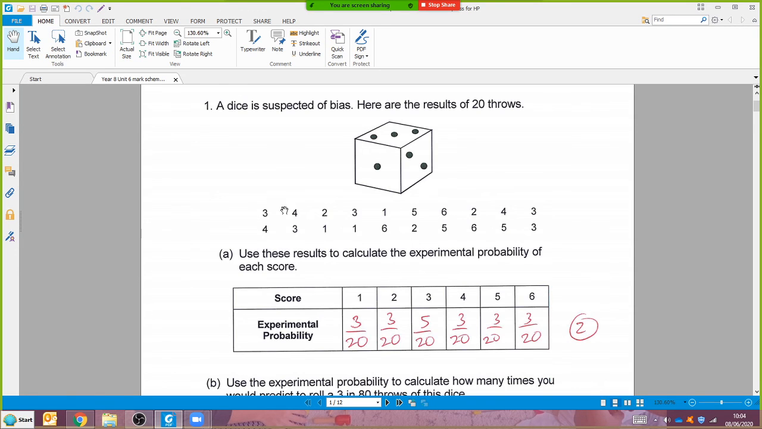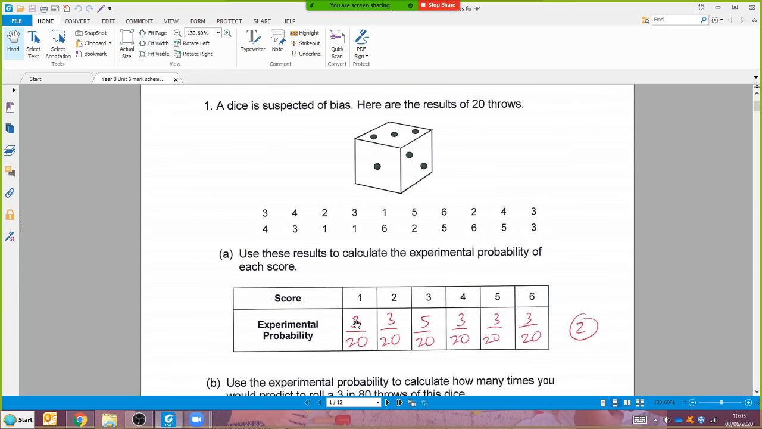That'd be good. All right, so here's question 1. We've got a dice that's been suspected of bias. In other words, it may be a little bit lopsided, which prevents it from rolling properly. And let's look at the results. These are the actual results gained after 20 throws. It wants you to put in the experimental probability.